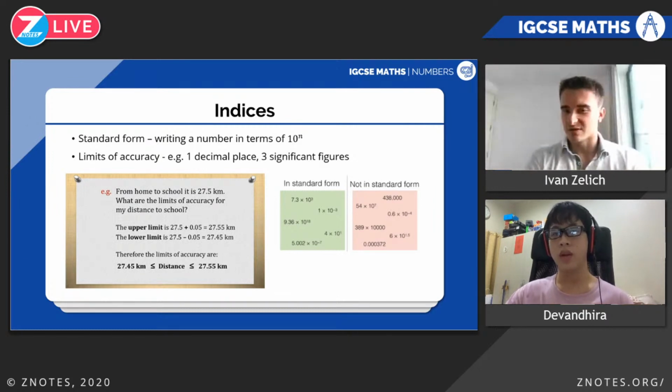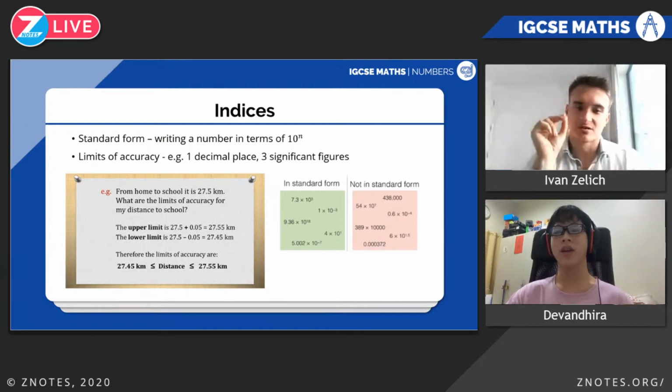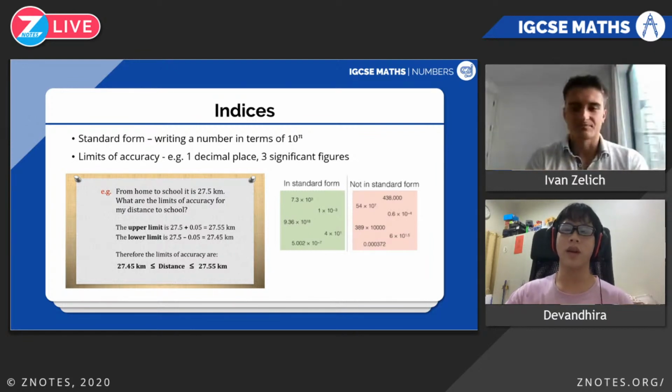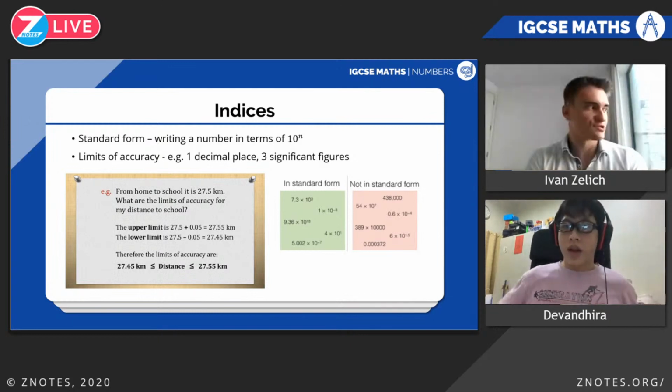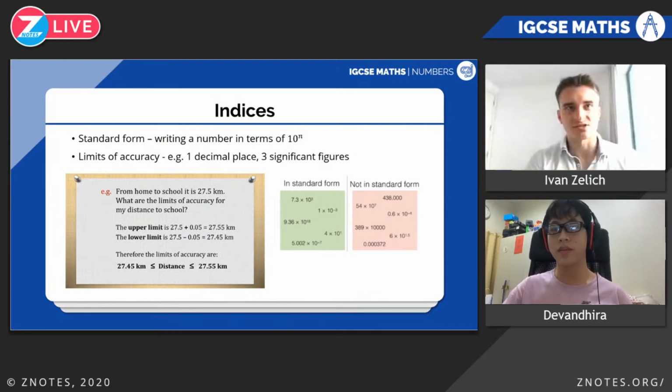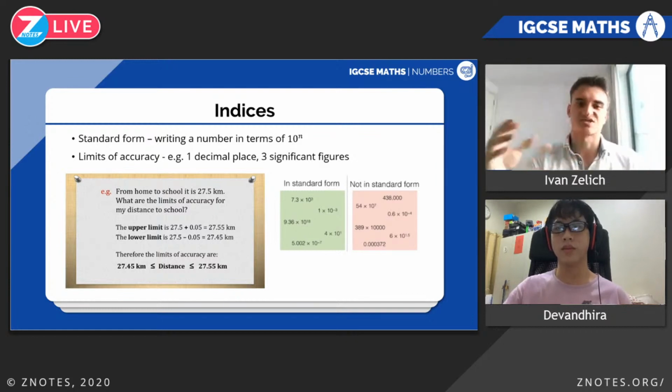Does that make sense, Devan? Yeah, sounds great. So if something is measured in 2 decimal places, then you have to do the plus minus 0.005. Exactly, yeah. Always half of that degree. Okay, makes sense. This general principle is quite good. However, later on, if you study physics, you learn better ways of measuring your limits of accuracy. But this is a universal way of doing it. Okay, sounds great.